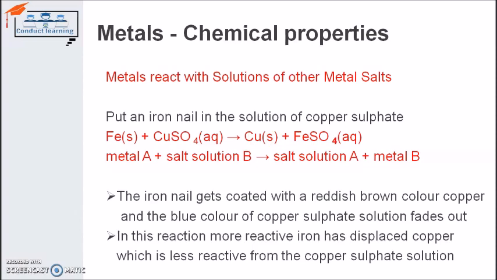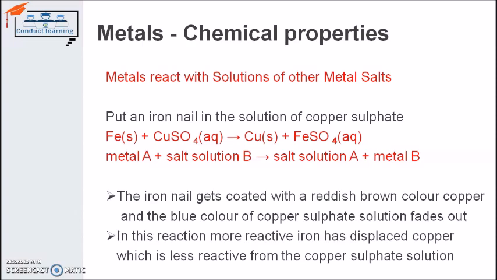And how will we see the displacement reaction occur? We just see the physical change in the nail. The iron nail will get coated with a red brownish color of copper. The physical change will be observed, and we will understand the chemical reaction has taken place. That means the iron nail will be coated with the brown color of copper, and the blue color of copper sulfate fades out. The color of copper sulfate will get faded and the iron will get brown in color.